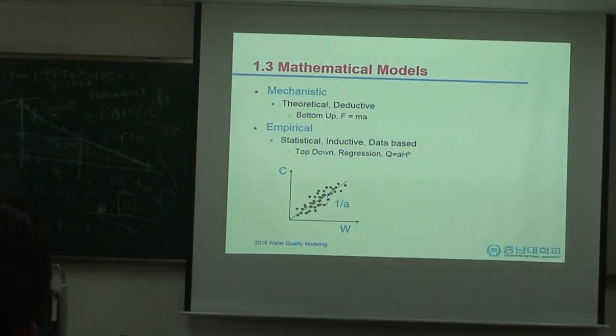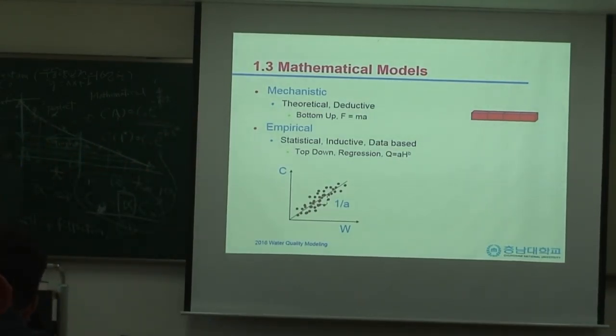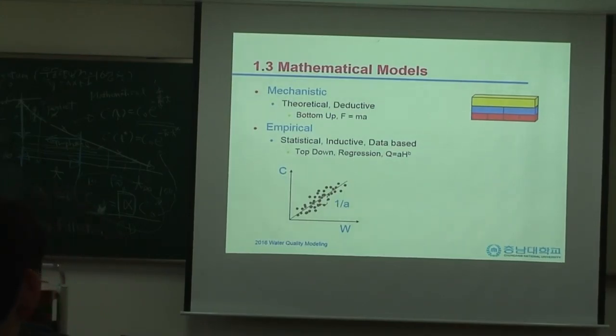Both approaches are okay, and I often say this is a Lego block type approach. You have a basement, first floor, second floor, your house. This is kind of a deductive approach. And you have F equals ma, and you know the mass, you know the acceleration, then you know F. You can calculate F, right? This is very easy.